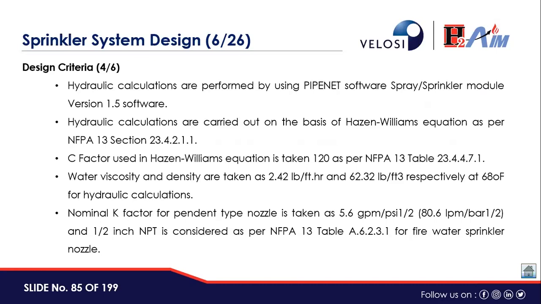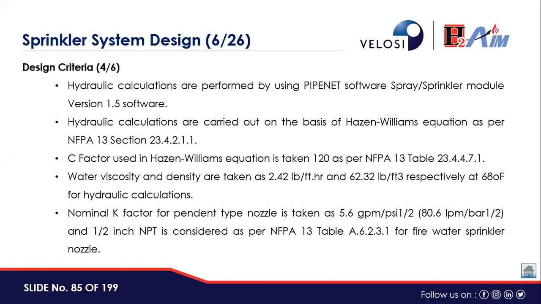Hydraulic calculations are performed by using PIPENET software, module version 1.5. Hydraulic calculations are carried out on the basis of Hazen-Williams equation as per section 23.4.2.1.1 of NFPA 13. C factor used in Hazen-Williams equation is taken as 120 as per the NFPA 13 table. Water viscosity and density are taken as 2.42 pound per foot hour, and this, respectively at 68°F for hydraulic calculations.